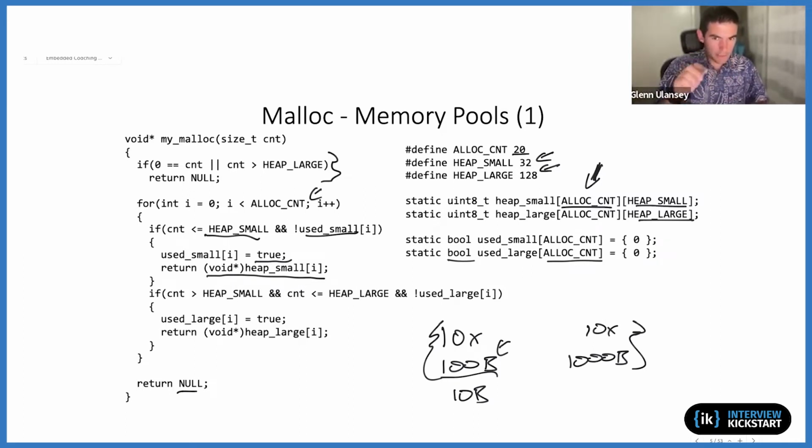I said that this was an example of a memory pool allocator. I didn't necessarily say it was a good memory pool allocator. So I want to talk about a couple ways that this implementation and design is suboptimal. But before I talk about that, are there any questions about what it is I've done here in terms of the code or the design?